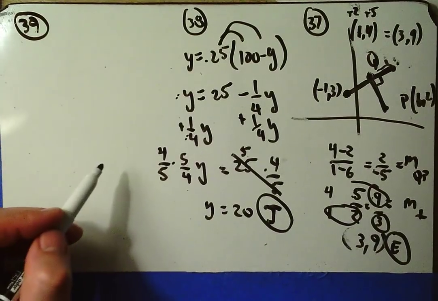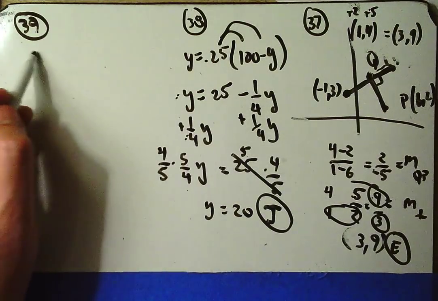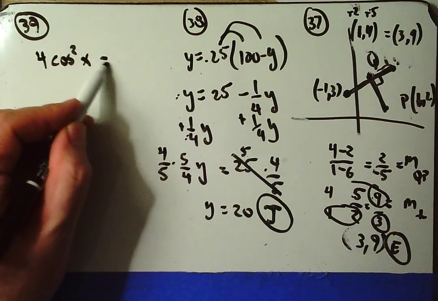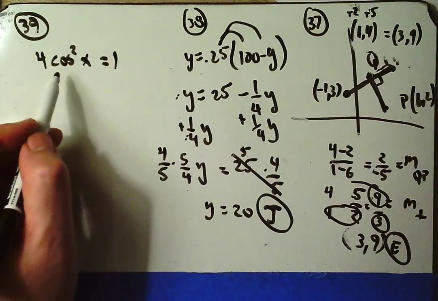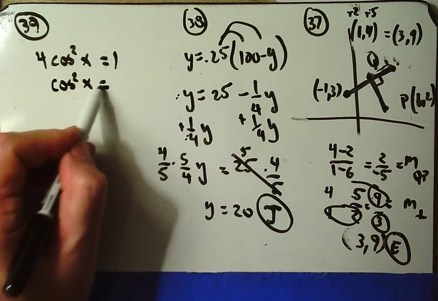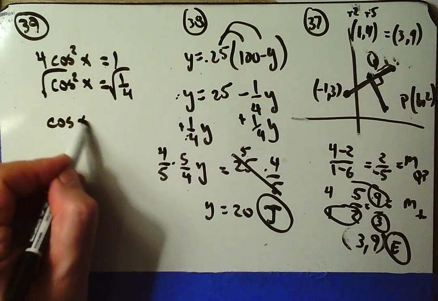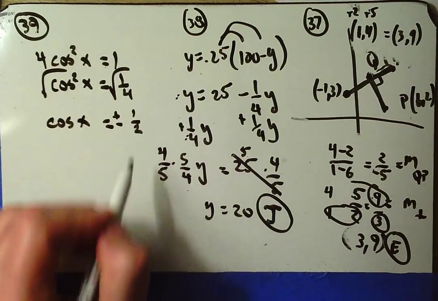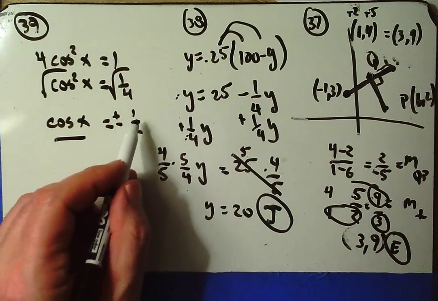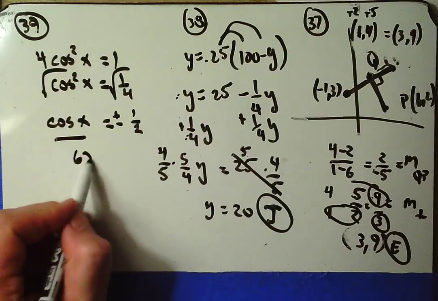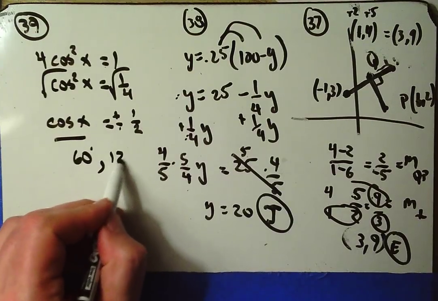How about 39? X is between 0 and 180 degrees. We've got 4 cosine squared x equals 1. Cosine squared x would have to be 1/4. When we take the square root of both sides, cosine x would have to be plus or minus 1/2. When is cosine, the x value on our unit circle, equal to positive 1/2? That happens at 60 degrees. When is the x value equal to negative 1/2? That happens at 120 degrees.